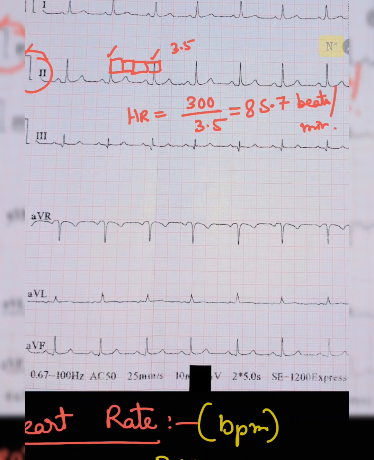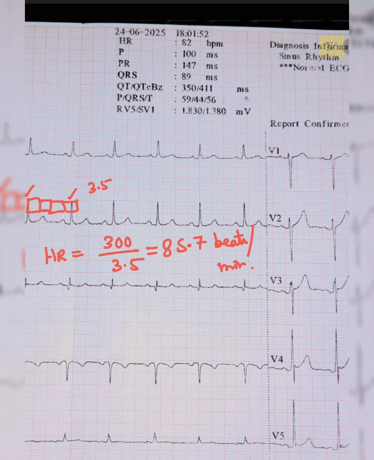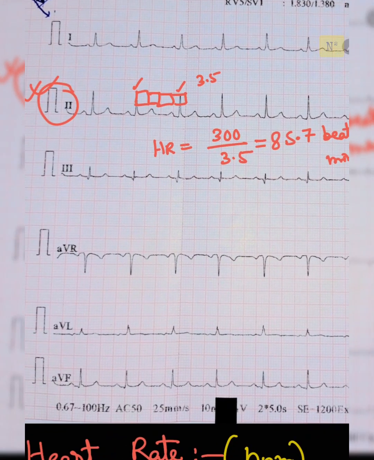Okay, let's see how it matches with the value given by the heart machine. It is showing the value 82 beats per minute, more or less the same value. Now let's use the small box in our calculation.